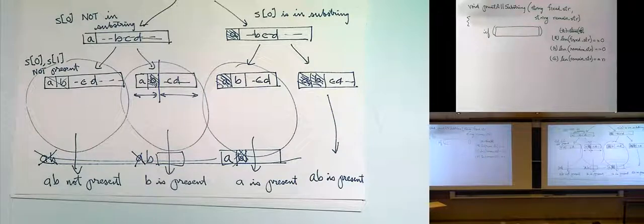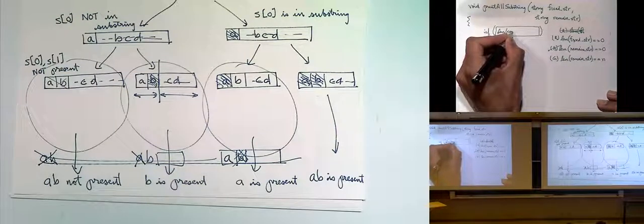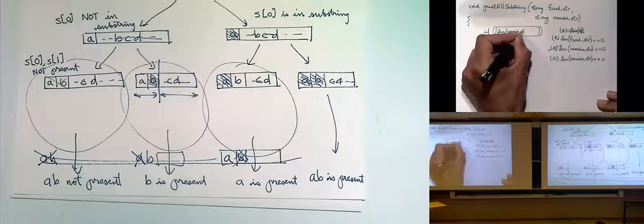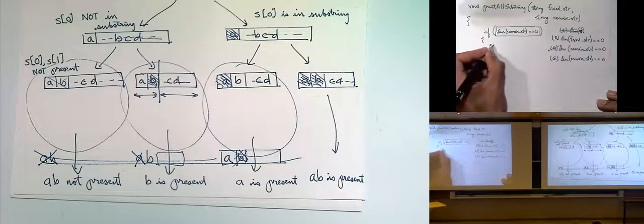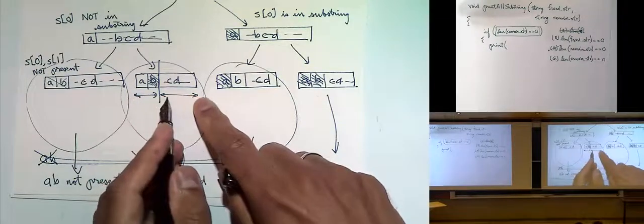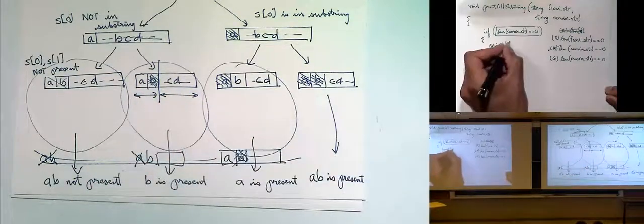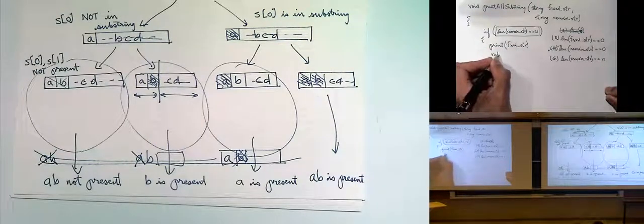Okay, so what is the answer? The answer? Blue, that's right. So when the remaining string is 0, then we have the base case. So if the length of the remaining string is 0, then what do you print? What should you print? The fixed string, right? So you print the fixed string and then return.